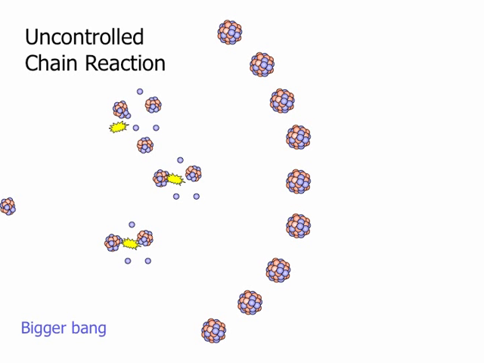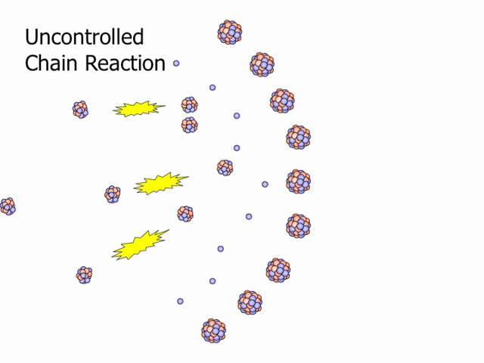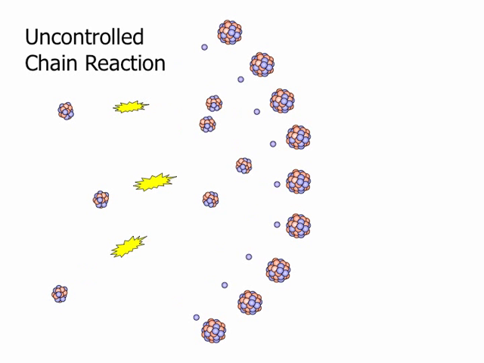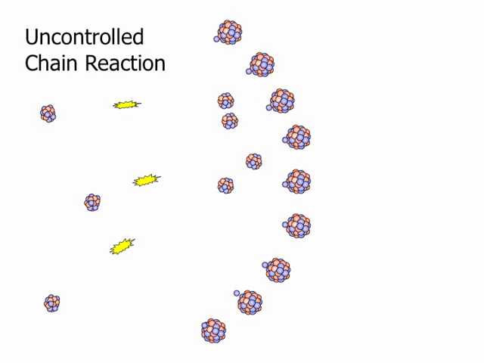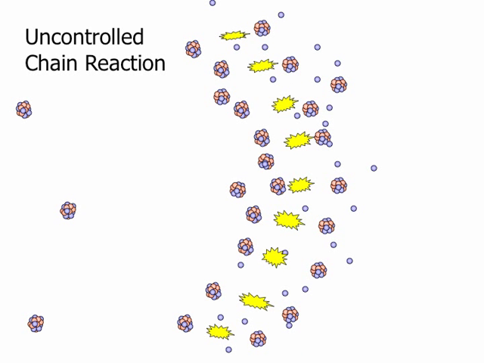Each of those three neutrons will cause three more fissions, and that will mean, in total, we now have 9 neutrons flying out of the next stage of the reaction. And at the next stage of the reaction, once more, we have 27 neutrons. Each neutron causes a fission reaction which releases energy and 3 neutrons.